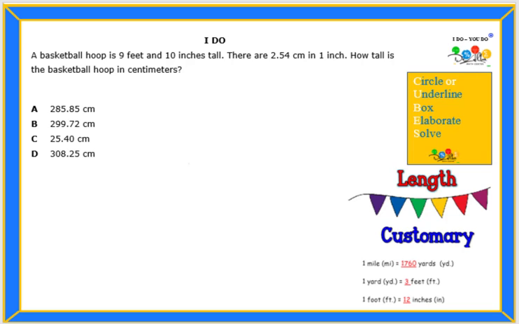A basketball hoop is 9 feet and 10 inches tall. There are 2.54 centimeters in 1 inch. How tall is the basketball hoop in centimeters? So one more time, our question: how tall is the basketball hoop in centimeters?